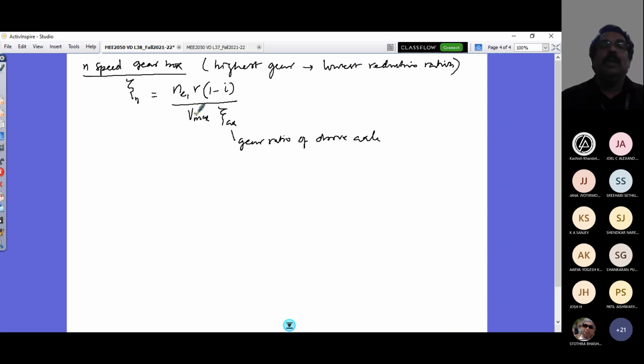So the rest of the elements you know. Here this is engine speed, and here what is in the denominator is maximum vehicle speed. So it is a ratio. Engine speed divided by vehicle maximum speed is what is going to be deciding this.